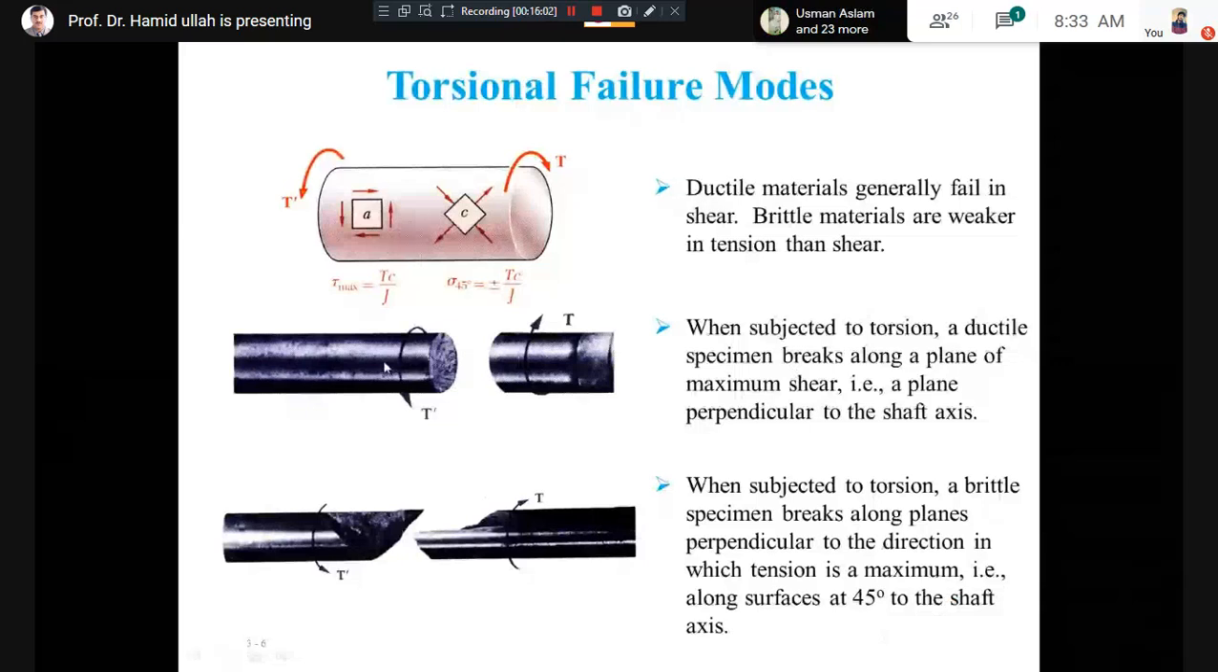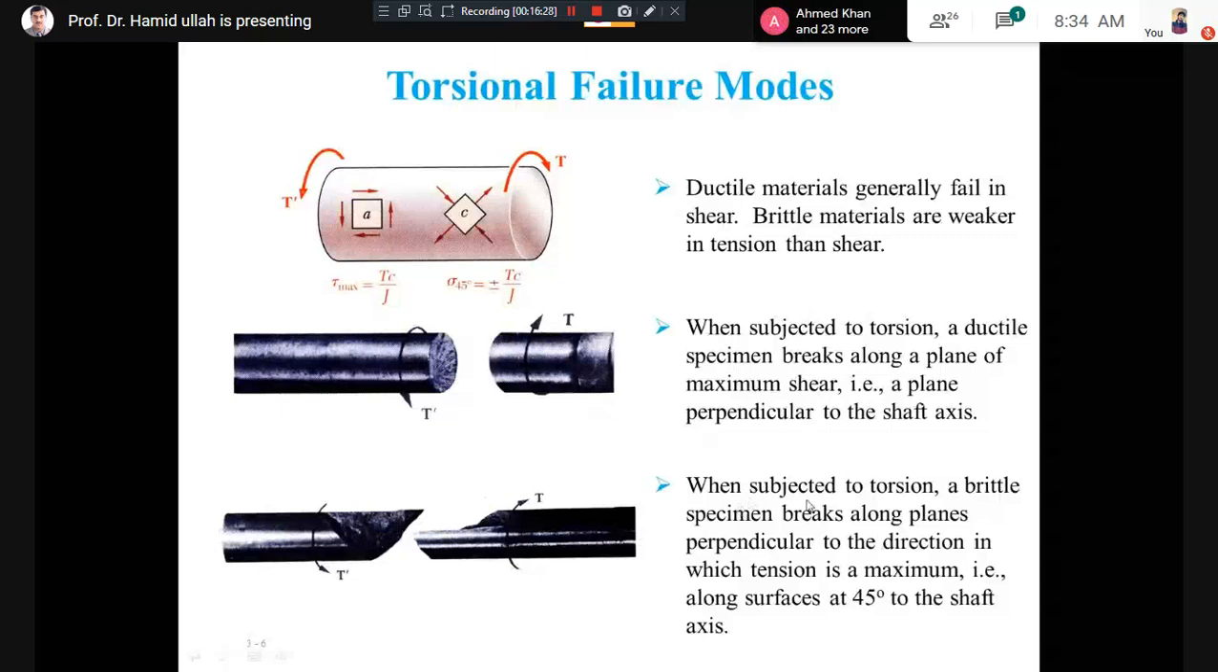Okay. If you look at the brittle material at the bottom, it is a material, but it is brittle. When it is subjected to the action of torque, and failure happens, you can see the failure. You can again draw the axis, but in this case, after failure it is not perpendicular. So what will be the condition? You can read from here.